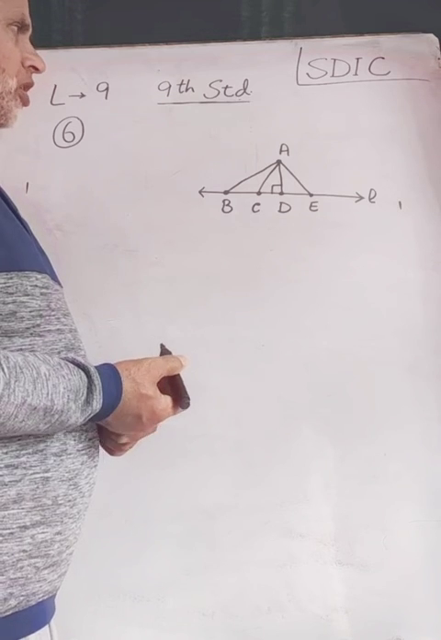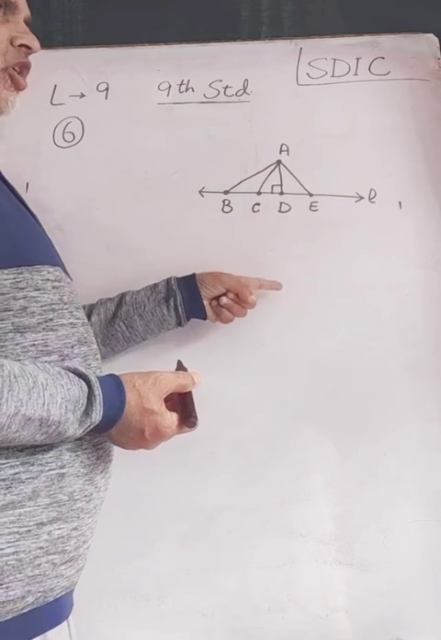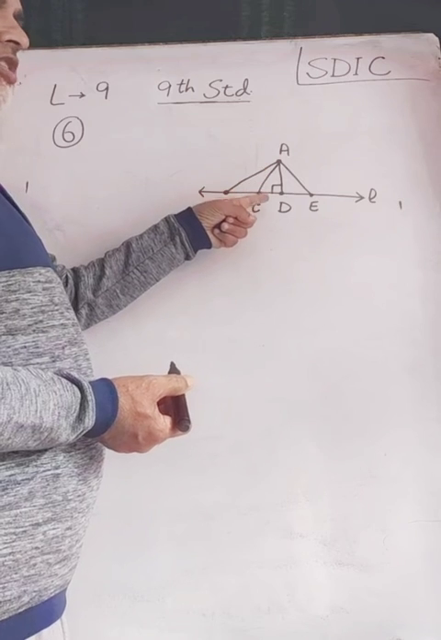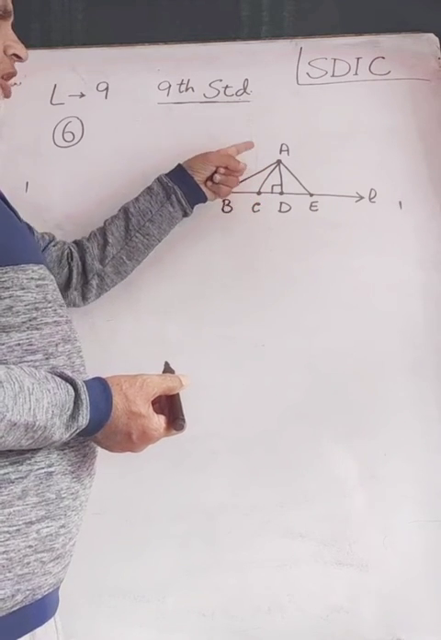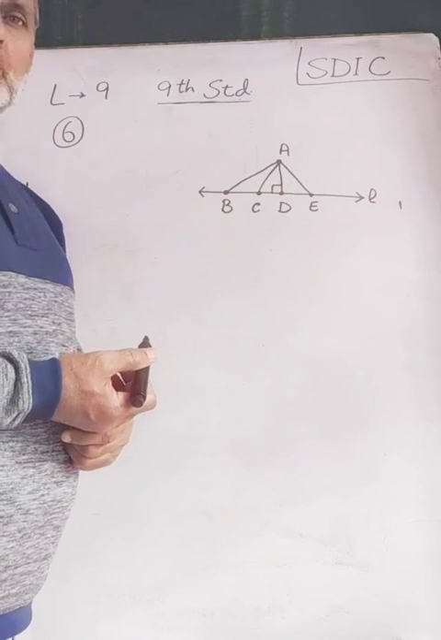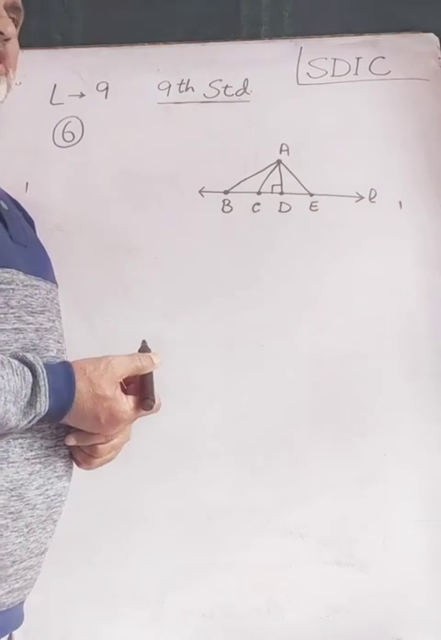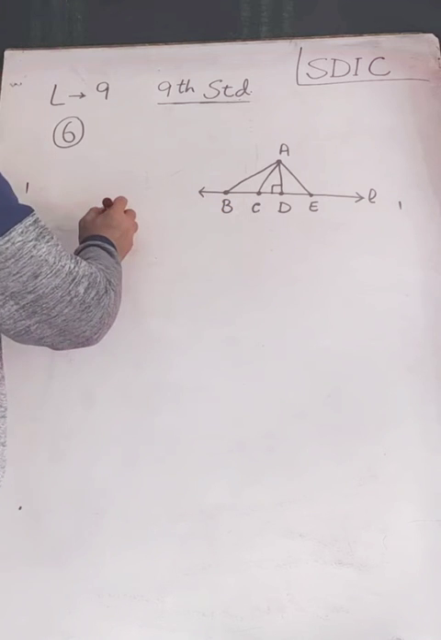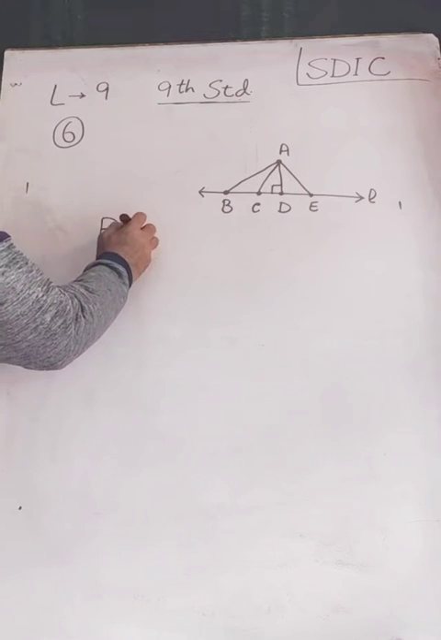What do we have to prove? That this perpendicular segment is the shortest. The name of the perpendicular segment here is AD. So write, to prove: AD is the shortest segment. Let us prove this result now. Here is the proof for this.